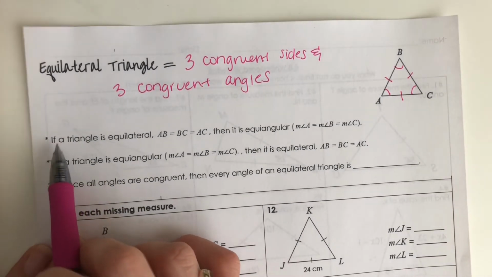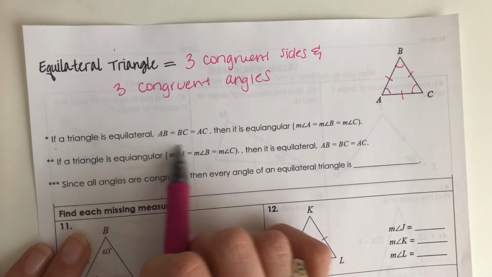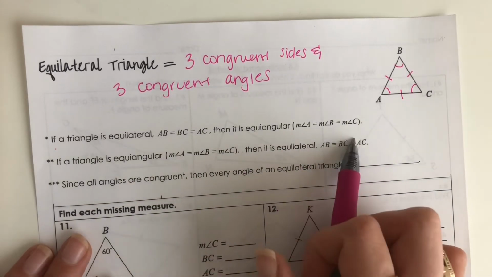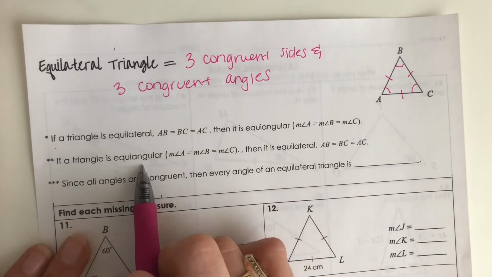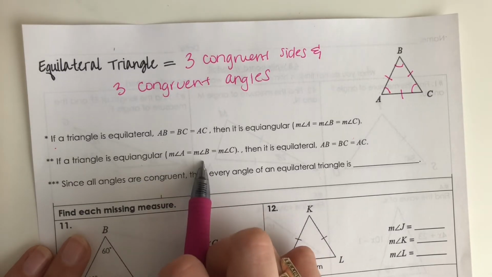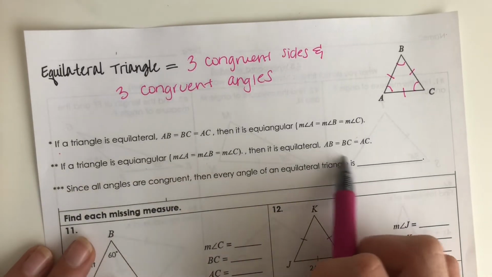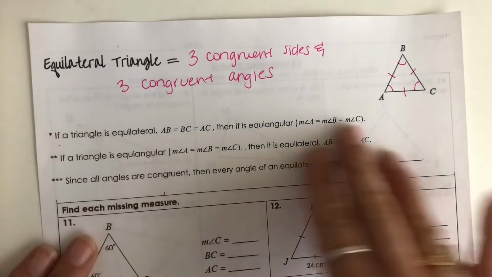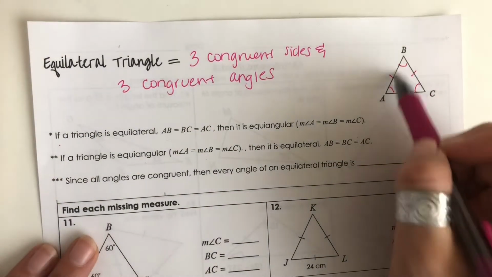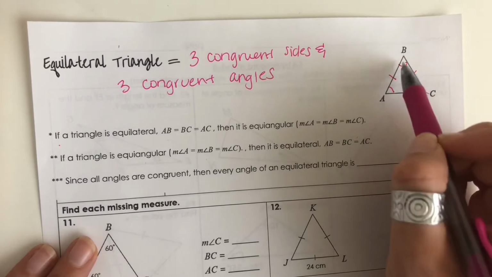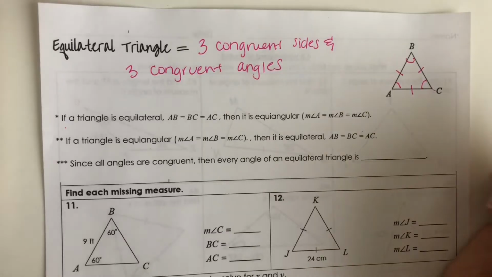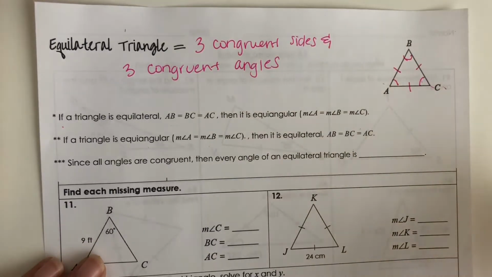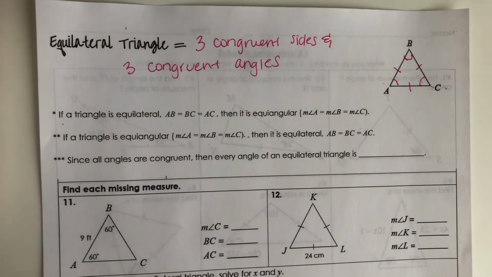So if a triangle is equilateral, so if all of my sides are equal, then it is equiangular, so all my angles are equal. If a triangle is equiangular, so if I'm given all my angles are equal, then it's equilateral, if I'm given all my sides are equal. Basically all that means, if all the sides are equal, you can assume all the angles are equal. Or if all the angles are equal, you can assume all of my sides are equal. They go hand in hand together.